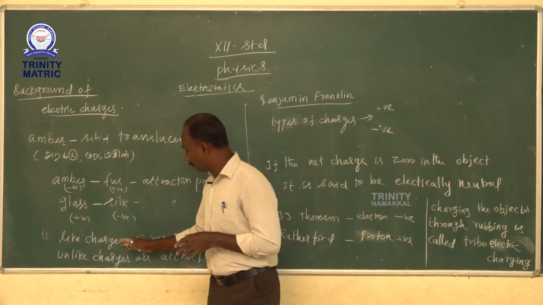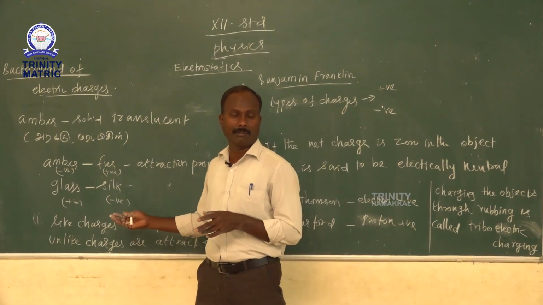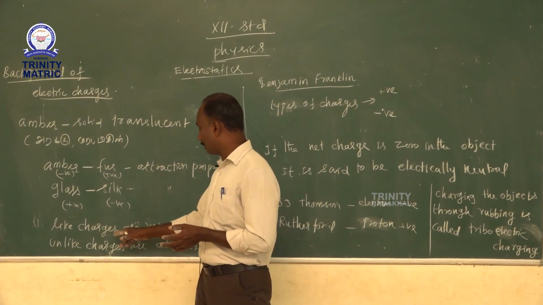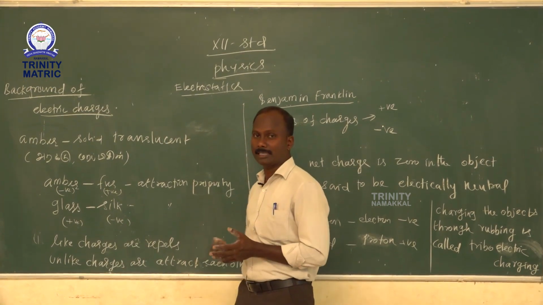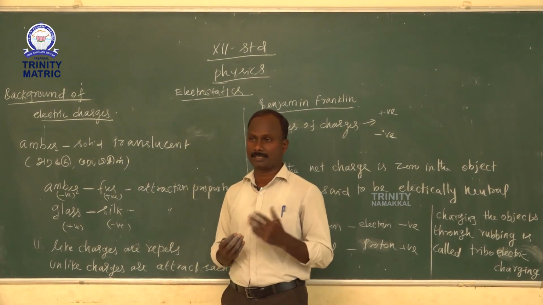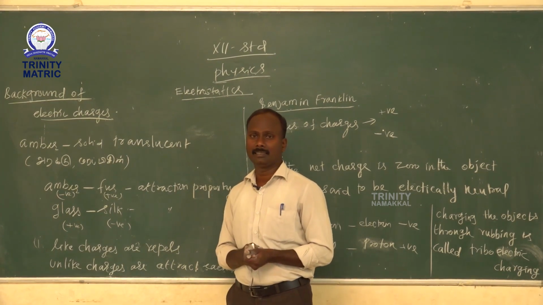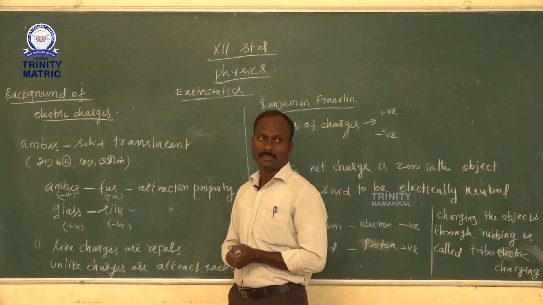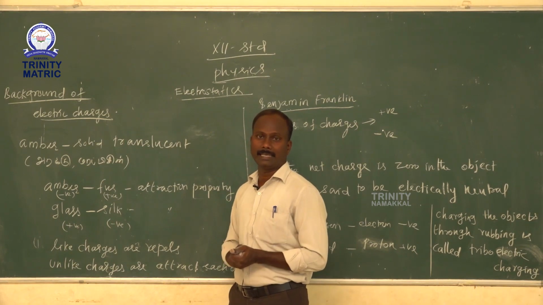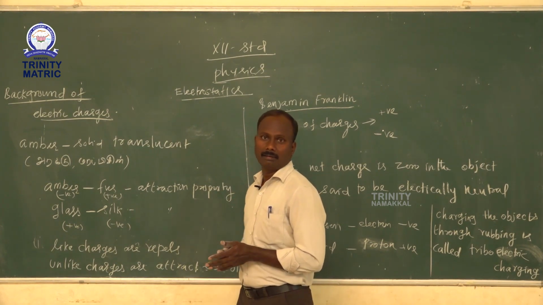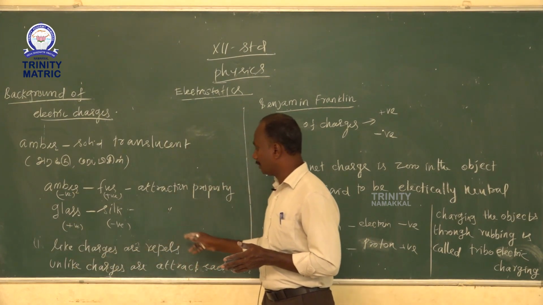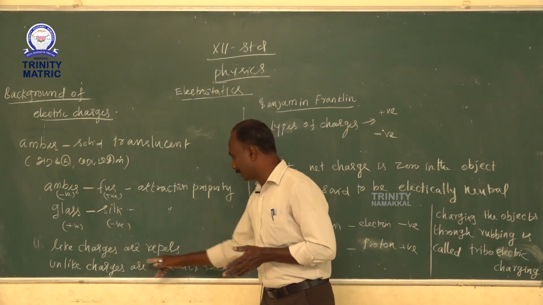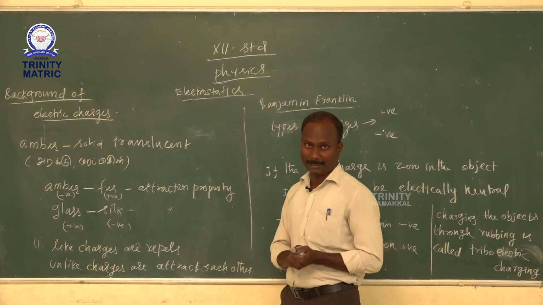There are many examples in our practical life of like charges repelling and unlike charges attracting each other, with a number of applications: the Xerox machine, the inkjet printer, and the coating of materials are all applications of like charges repelling and unlike charges attracting each other.